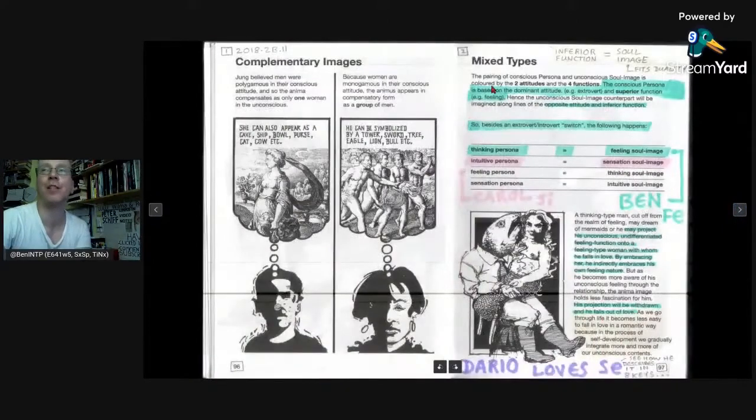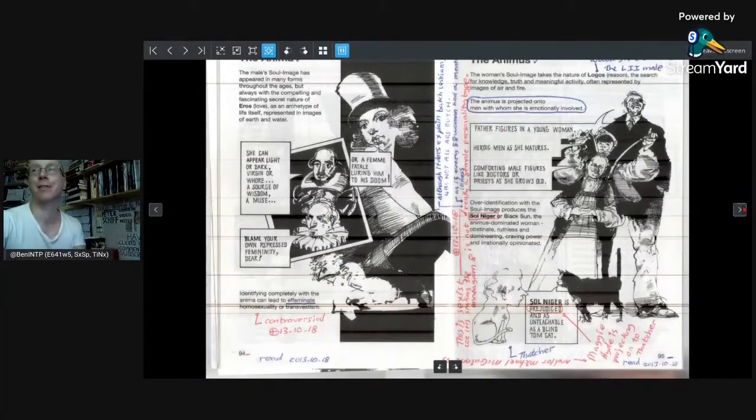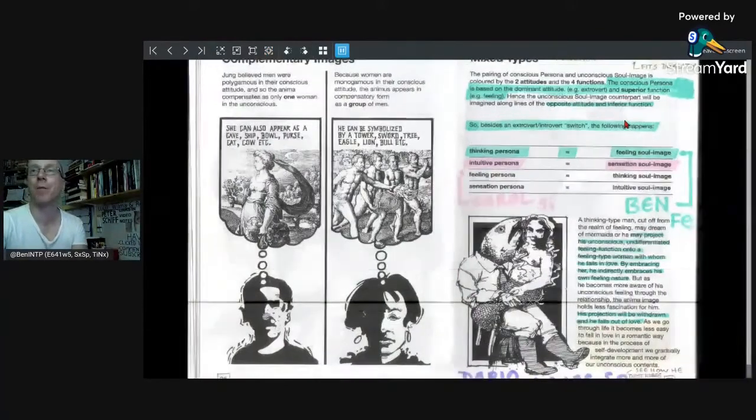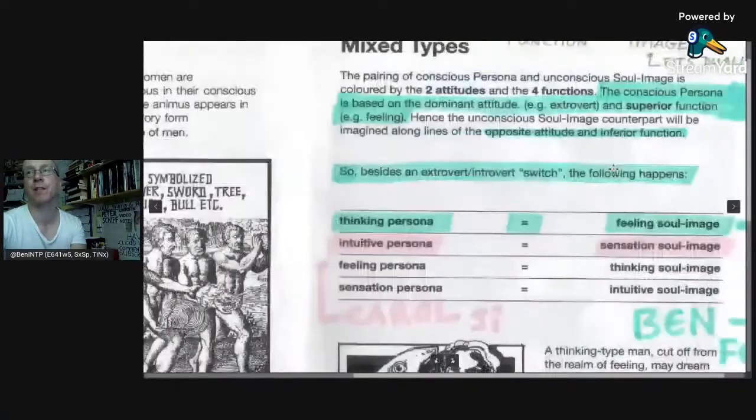So this is a bit more in line with how I would see it, where you've got, again, this is very black and white. The male has a feely anima. The female has a thinky animus. But here, you can see it's different. So it's like she's contradicted herself. If we go here, you can see the thinking persona has a feely soul image.